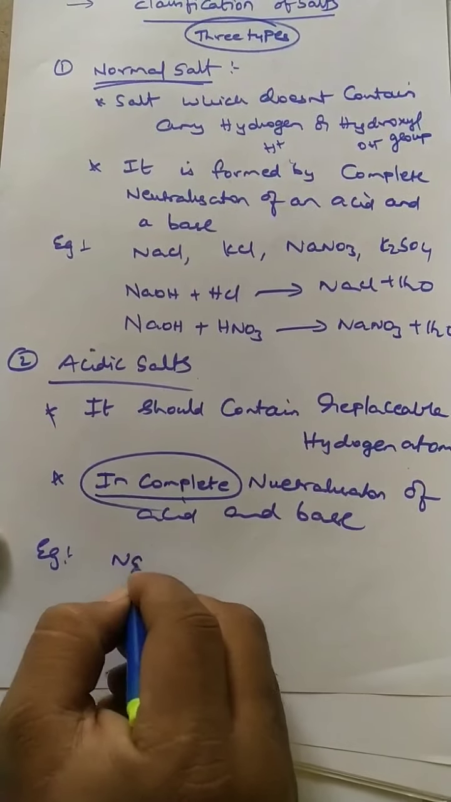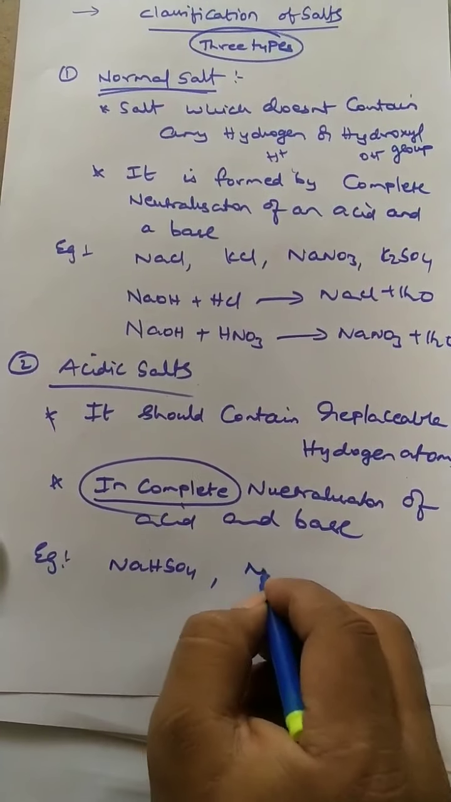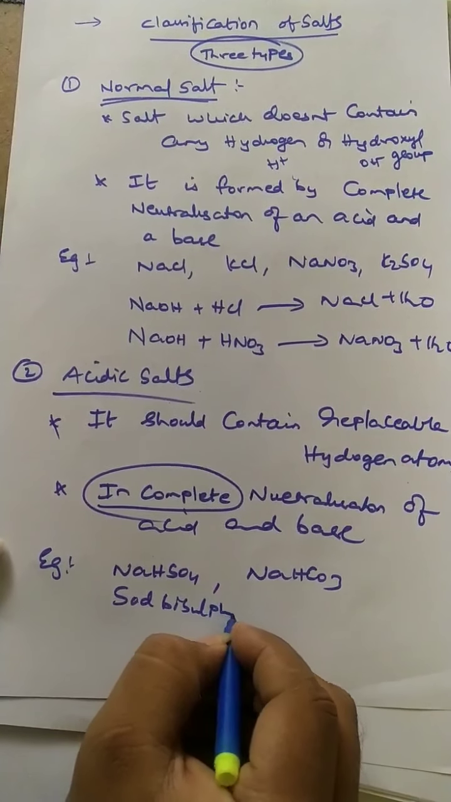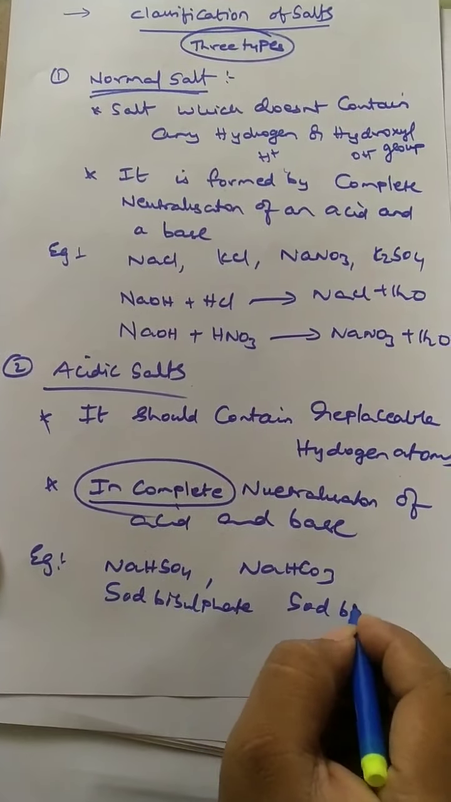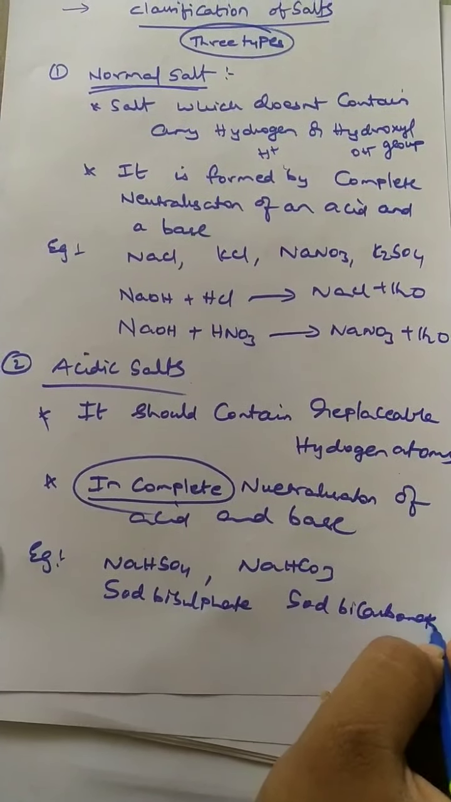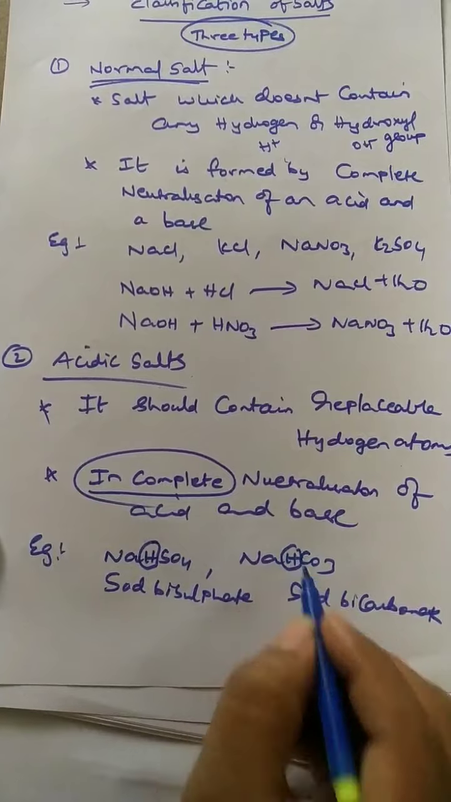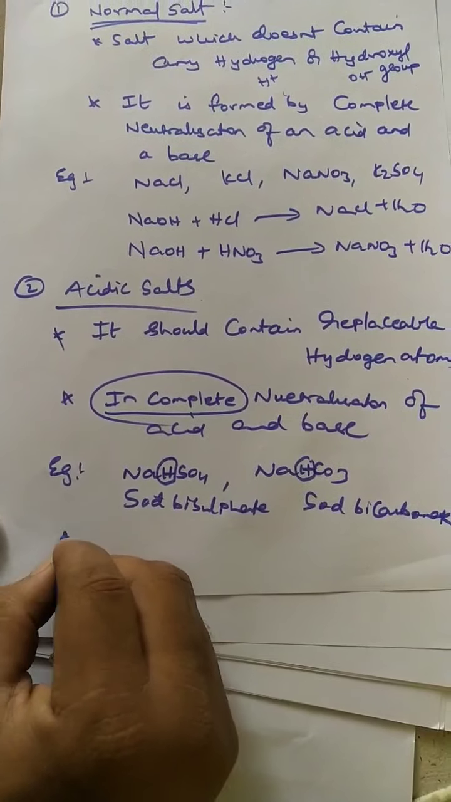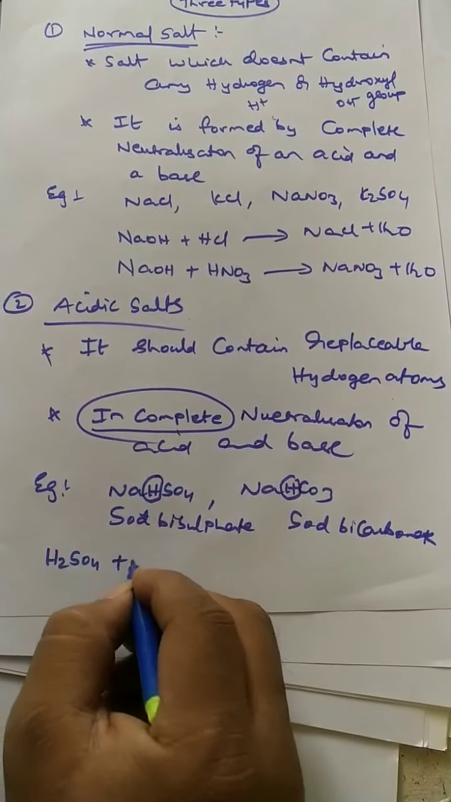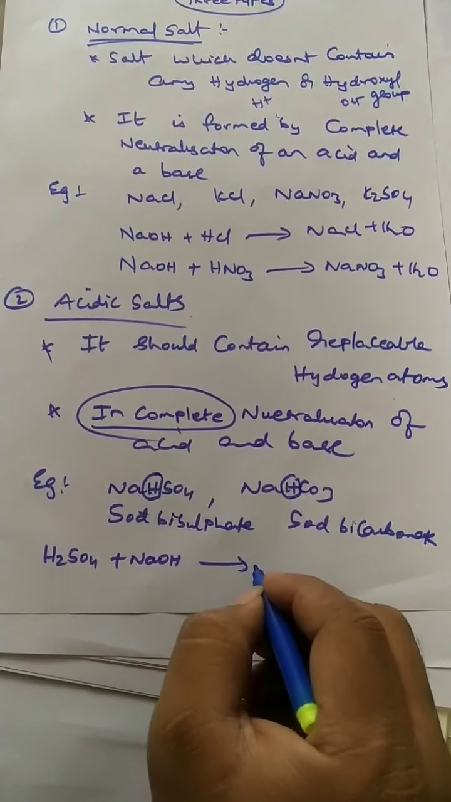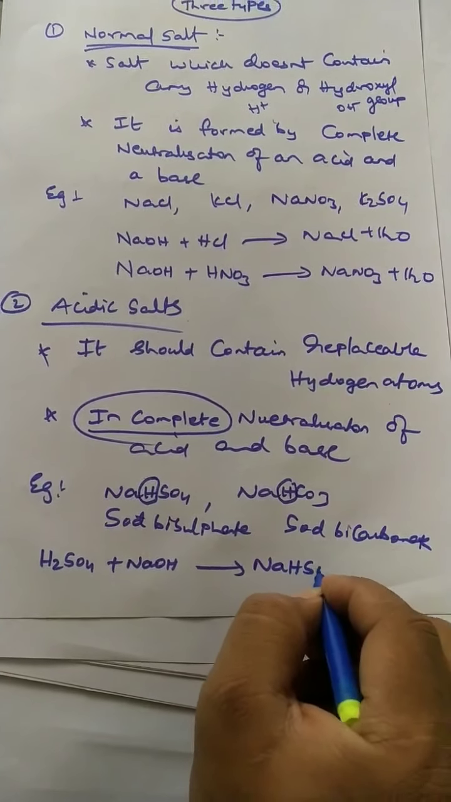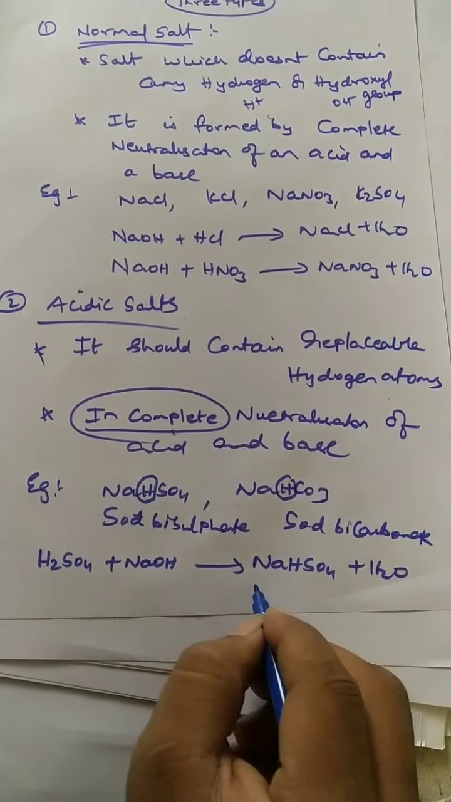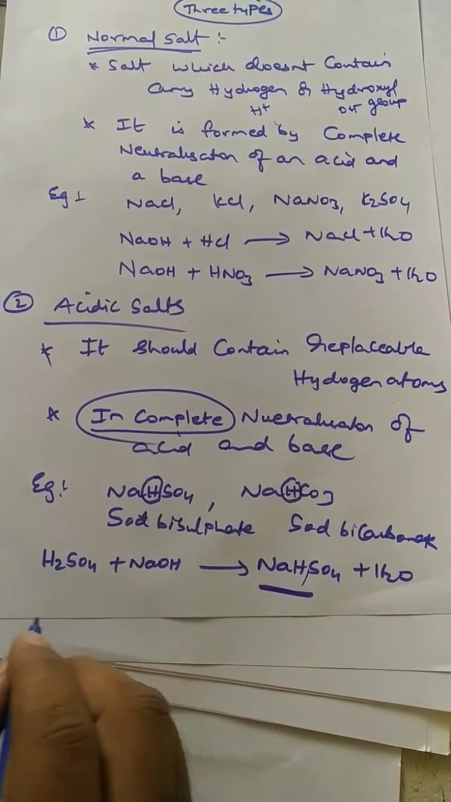Examples: NaHSO4, sodium bisulfate, and NaHCO3, sodium bicarbonate. These are examples of acidic salts. If you observe these salts, replaceable hydrogens are compulsorily there. How is this formed? Incomplete neutralization. For example, taking sulfuric acid and using NaOH, I get NaHSO4 plus H2O. Here it is not completely neutralized. This sodium bisulfate is formed due to incomplete neutralization.